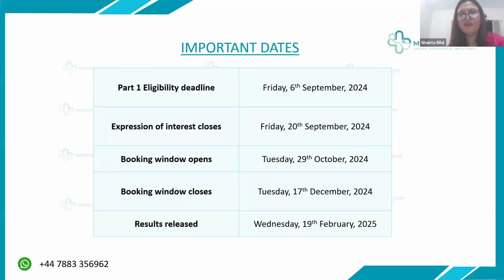And for the January exam, these are the important dates. The eligibility deadline is Friday, 6 September 2024. Then expression of interest will close on Friday, 20 September 2024. The booking window will open on Tuesday, 29 October 2024, and you will book your exam date then. The booking window will close on Tuesday, 17 December, and the exam result will be on Wednesday, 19 February 2025. So these are the important dates for the coming exam of January 2025.